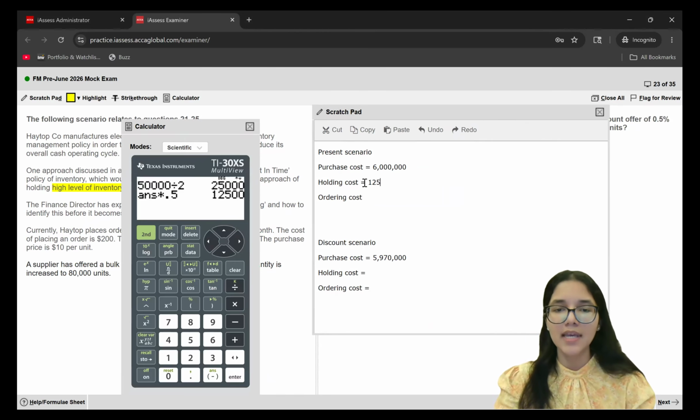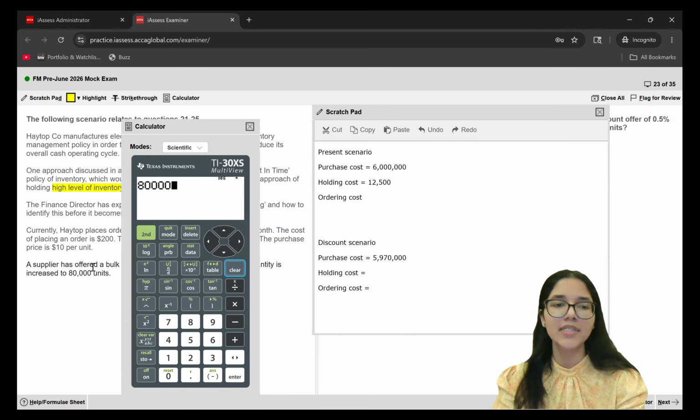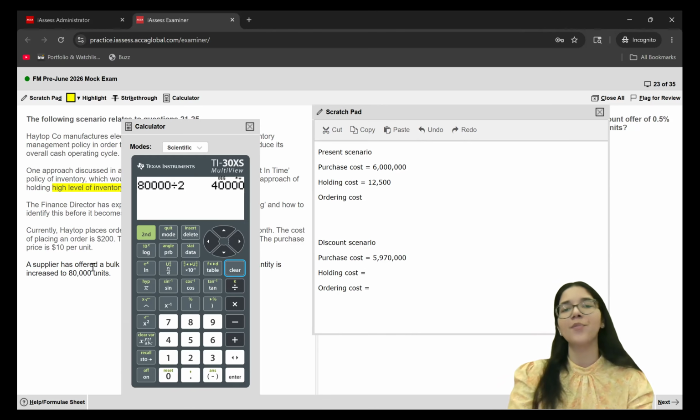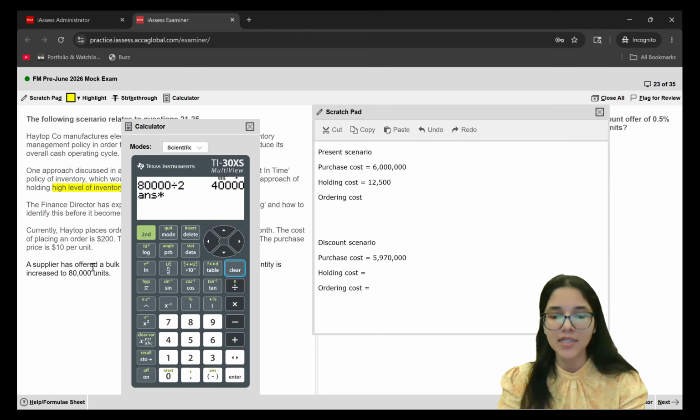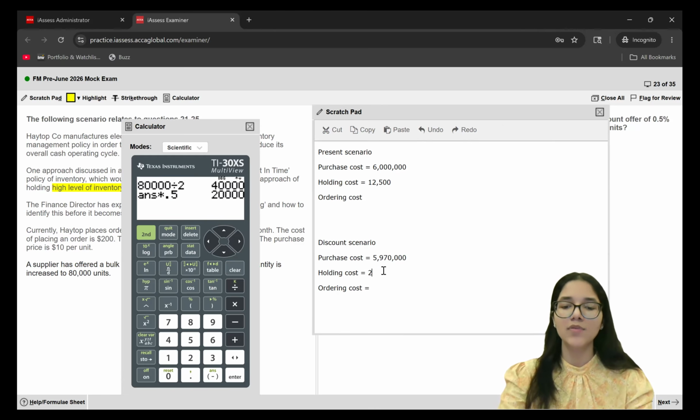Then I can do the same working for my new scenario also. Under the new scenario, I will be purchasing 80,000 units in one go. So my average inventory will be 40,000. Multiplying this with 0.5, this tells me that my holding cost will now become $20,000.